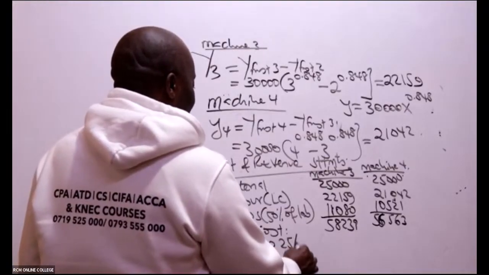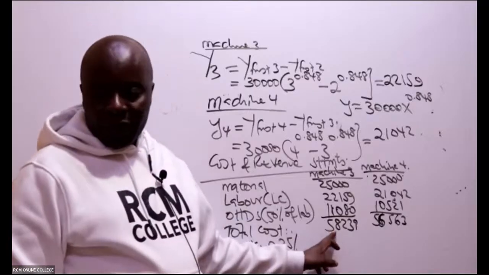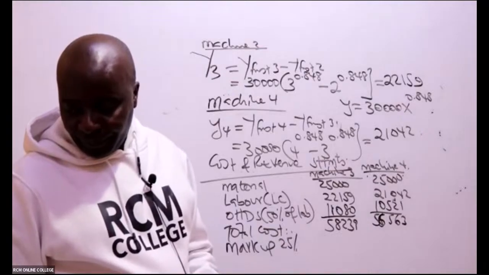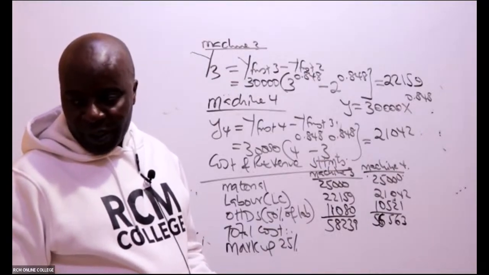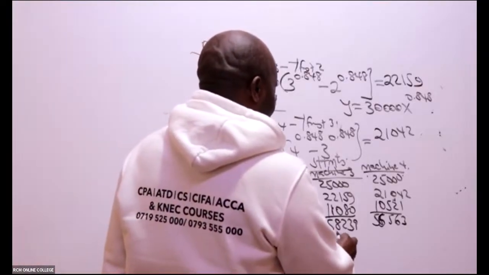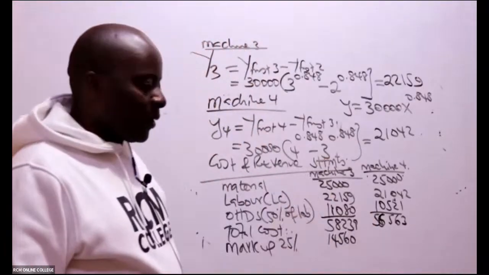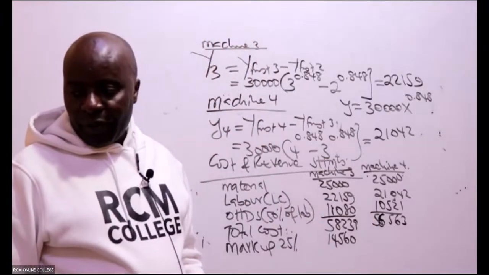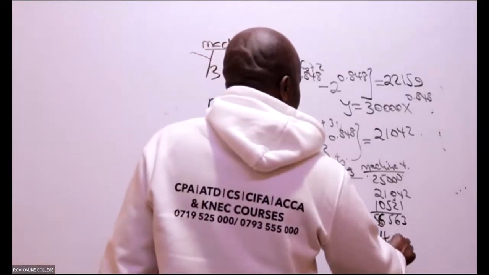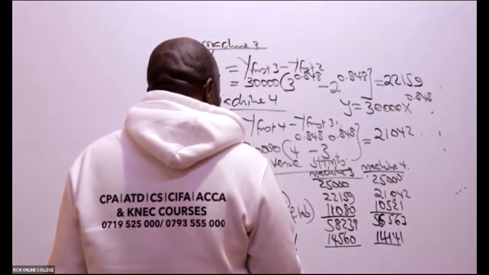Then come and give us markup. Markup is 25% of the cost. So 25% of this. 14,560. How about 25% of this? 14,141.